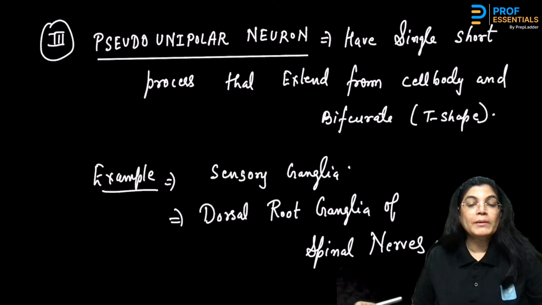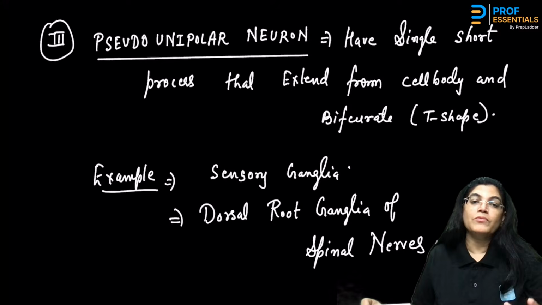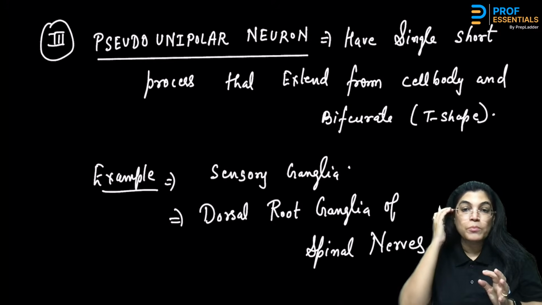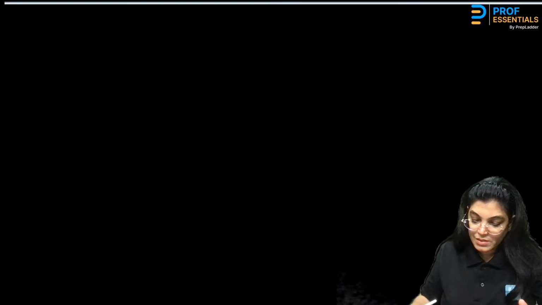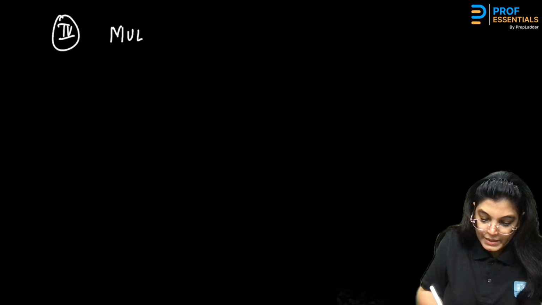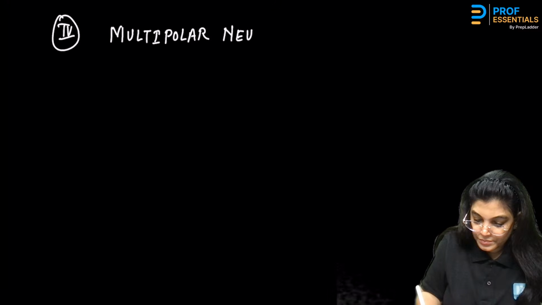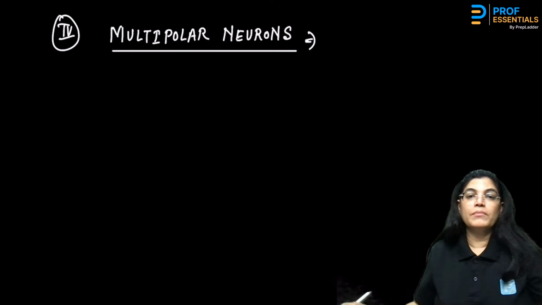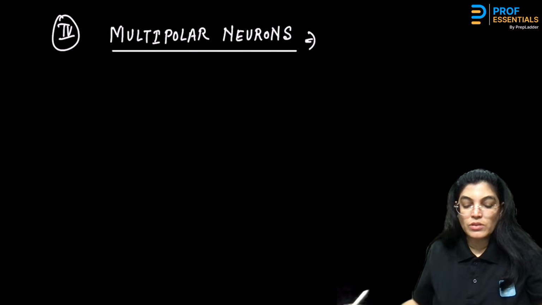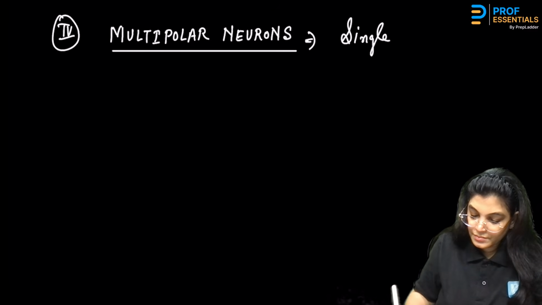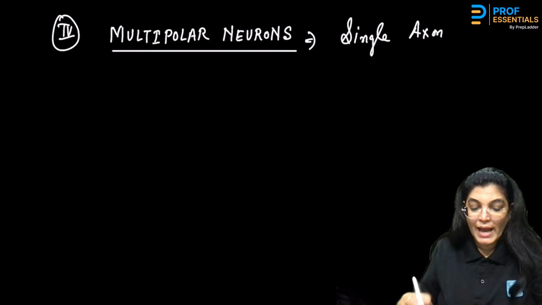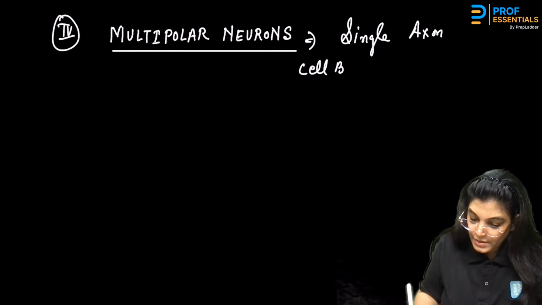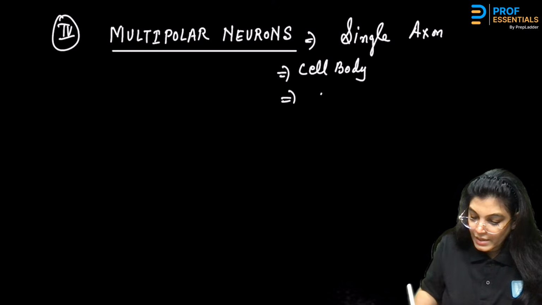Okay, now coming to the most common type, the last type, which is divided on the basis of polarity, is the multipolar neurons. Let's talk about that. The fourth type, multipolar neurons. Okay, multipolar neurons will have a single axon, will have cell body and several dendrites.